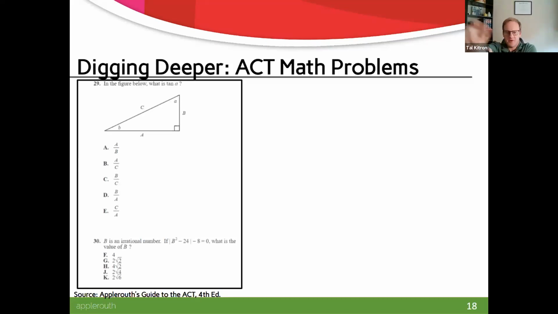Just taking a look at a couple other math problems. Question number 29 is, what is the tangent of A? If a student has recently reviewed SOHCAHTOA and understands that acronym or mnemonic device and knows that tangent means take that angle and find the opposite over the adjacent, this question's not going to be too bad.